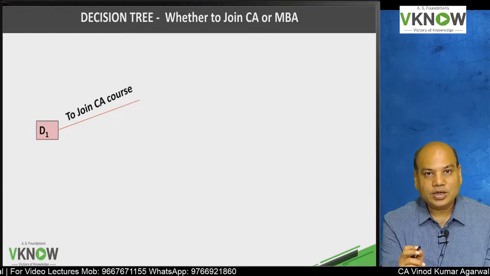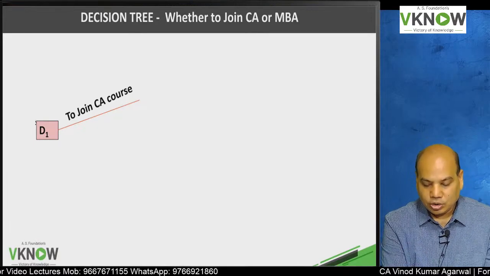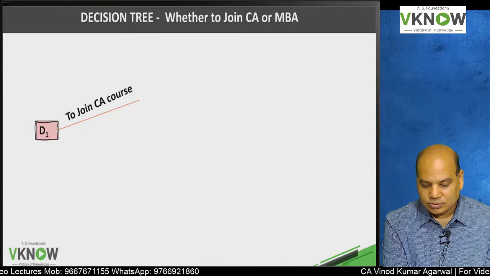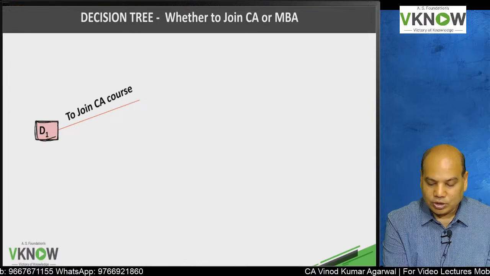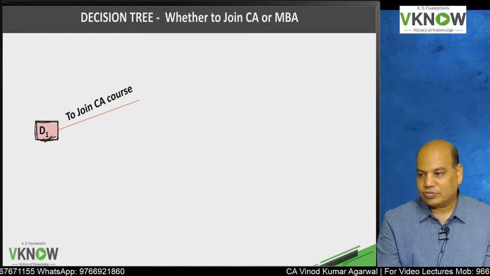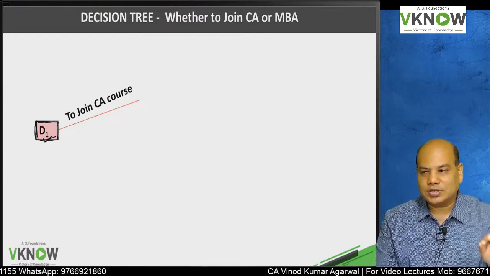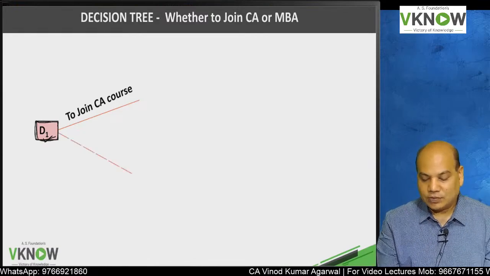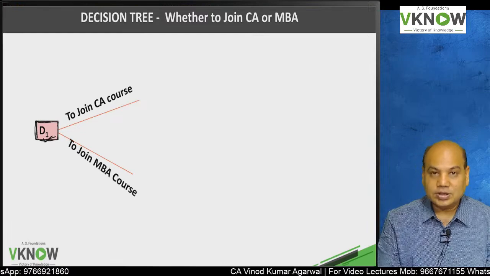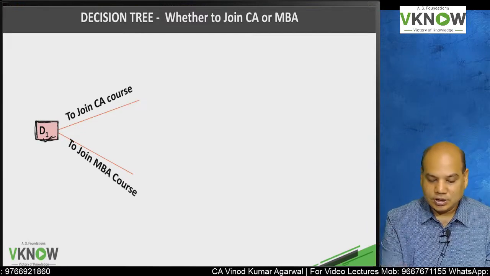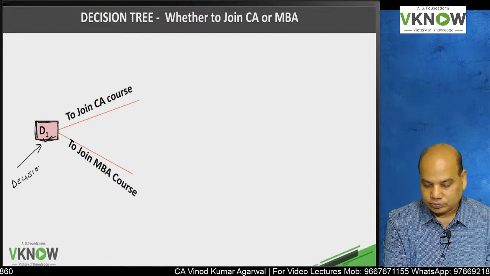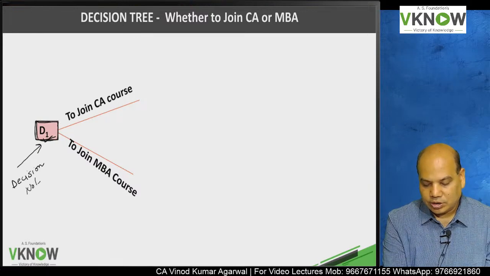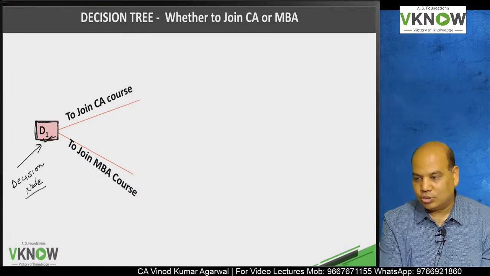And if you have to take a decision, you will draw a rectangle or a square, and you will give them numbers also. This is my first decision that I have to take. So I have to draw branches emerging from that. It is called a decision node, N-O-D-E, decision node.